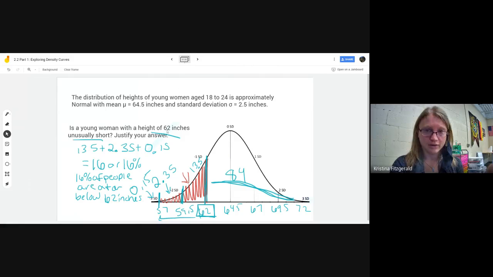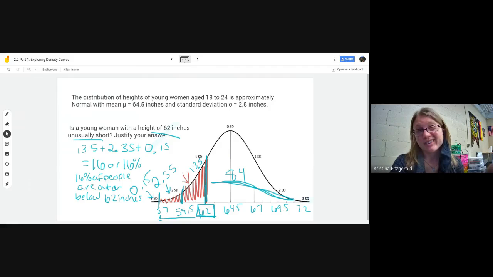Similarly, I can also use this to justify answers. In this case, it says a young woman with a height of 62 inches, is she unusually short? I have to figure out where she is and what percent of the data is above and below her. So that's what I can do with this curve. If I take 62 and shade below that, I can find that area by adding up those sections: 13.5, 2.35, and 0.15. If I add those three up, that should be 16%. What that tells me is that 16% of people are at or below 62 inches.